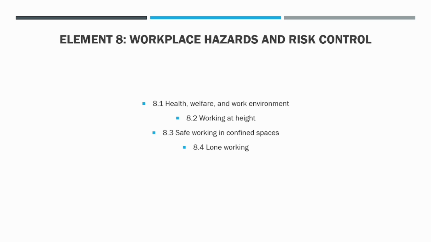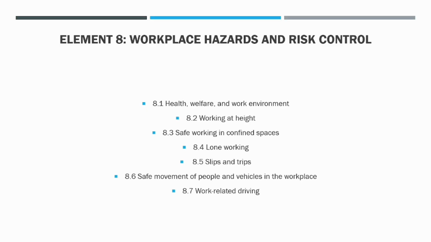The fifth one is slips and trips. So good housekeeping helps prevent slips and trips. The sixth module of this element is movement of people and vehicles. Traffic management reduces collision risk in the workplace. The seventh module of this element is work-related driving. Driving for work must be managed to reduce accidents.